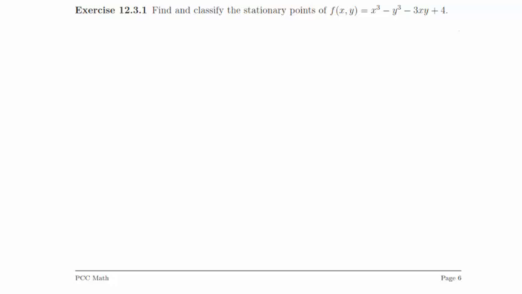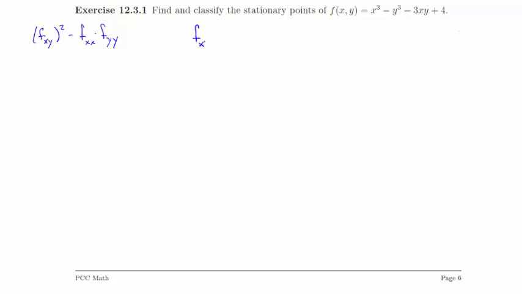All right, so if we look at exercise 12.3.1, we want to find and classify the stationary points of f of x comma y equals x cubed minus y cubed minus 3xy plus 4. So to start, I just want to copy down that formula real quick so that we can have that at hand. We want f sub xy squared minus f sub xx times f sub yy. So if it's greater than 0, we have a saddle point. If it's less than 0, then we want to see if it's a min or a max by whether f sub xx or f sub yy are positive or negative.